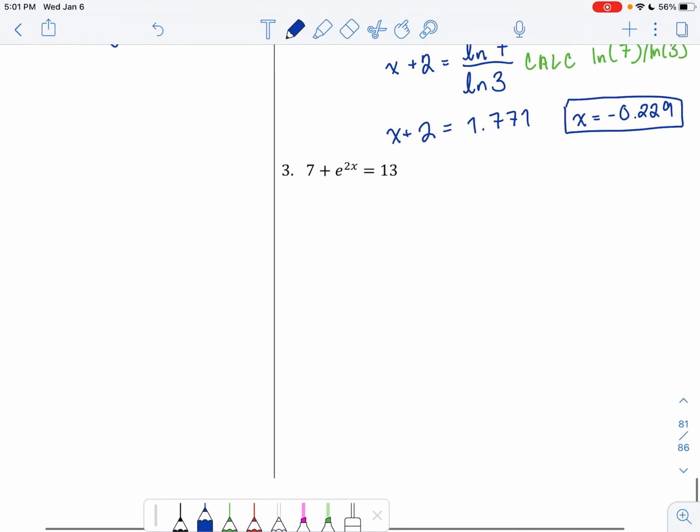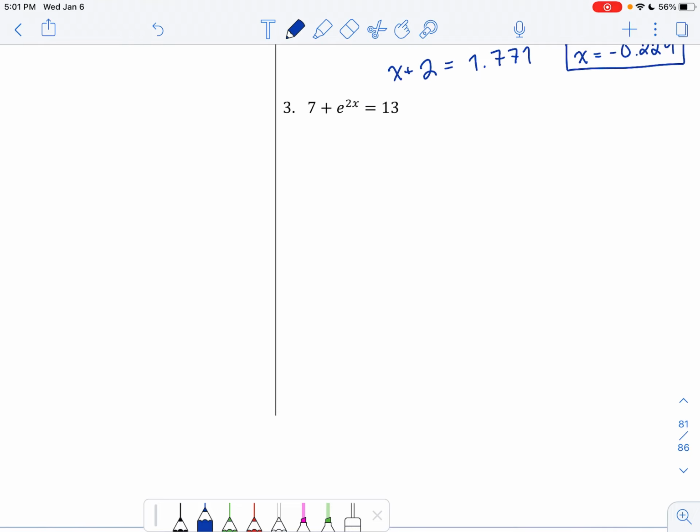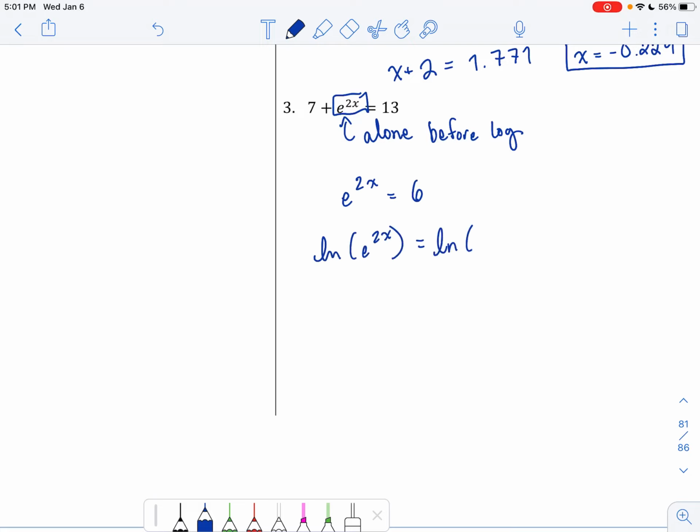Now, here's one that I'm not going to go through completely, but what's really important here is that here's our exponential term. The goal needs to be to get this alone first before you take the log. So in this case, you must subtract the 7 over, and e^(2x) is equal to 6. Now you can do the log of both sides and solve from there. So exponential term by itself before you take the log.